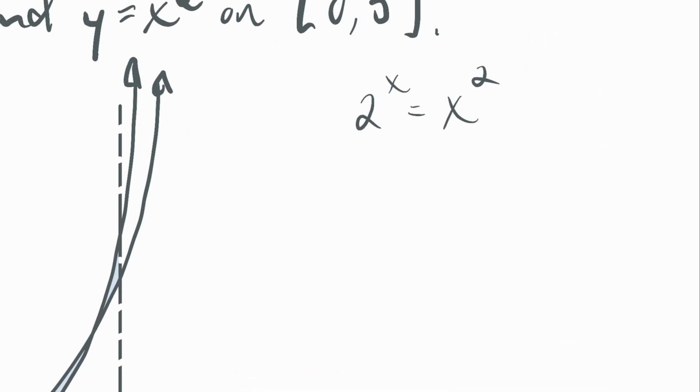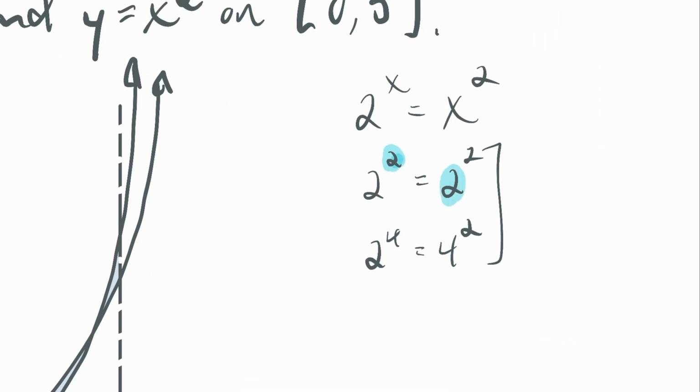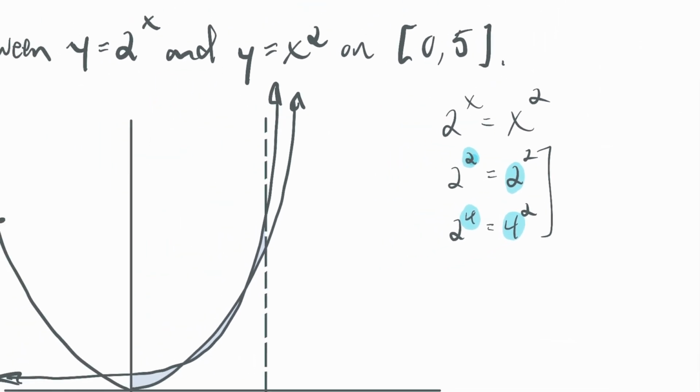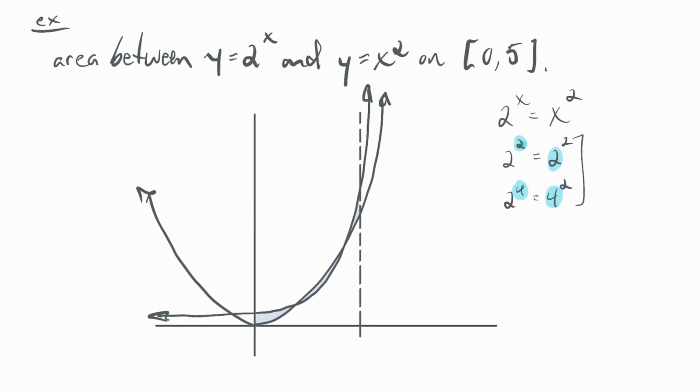So if you just look at it, you might notice, well, 2 squared equals 2 squared, right? Just plug in 2. And then also 2 to the 4th equals 4 squared. So just by guessing and checking, 2 and 4 are our solutions. Typically, we don't want to rely on guessing and checking, but in this case, we kind of have to with this example, since we'll pretend we don't know Newton's method.